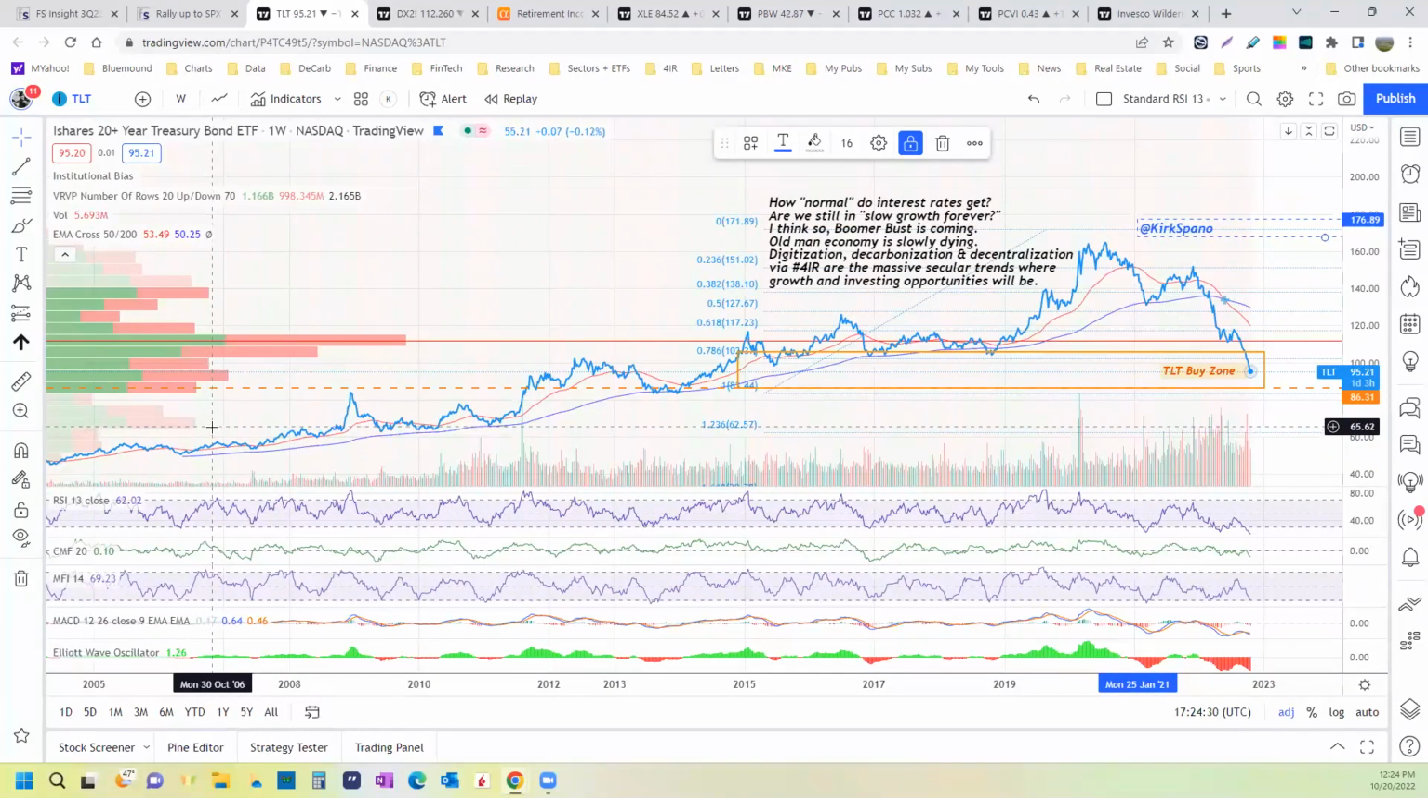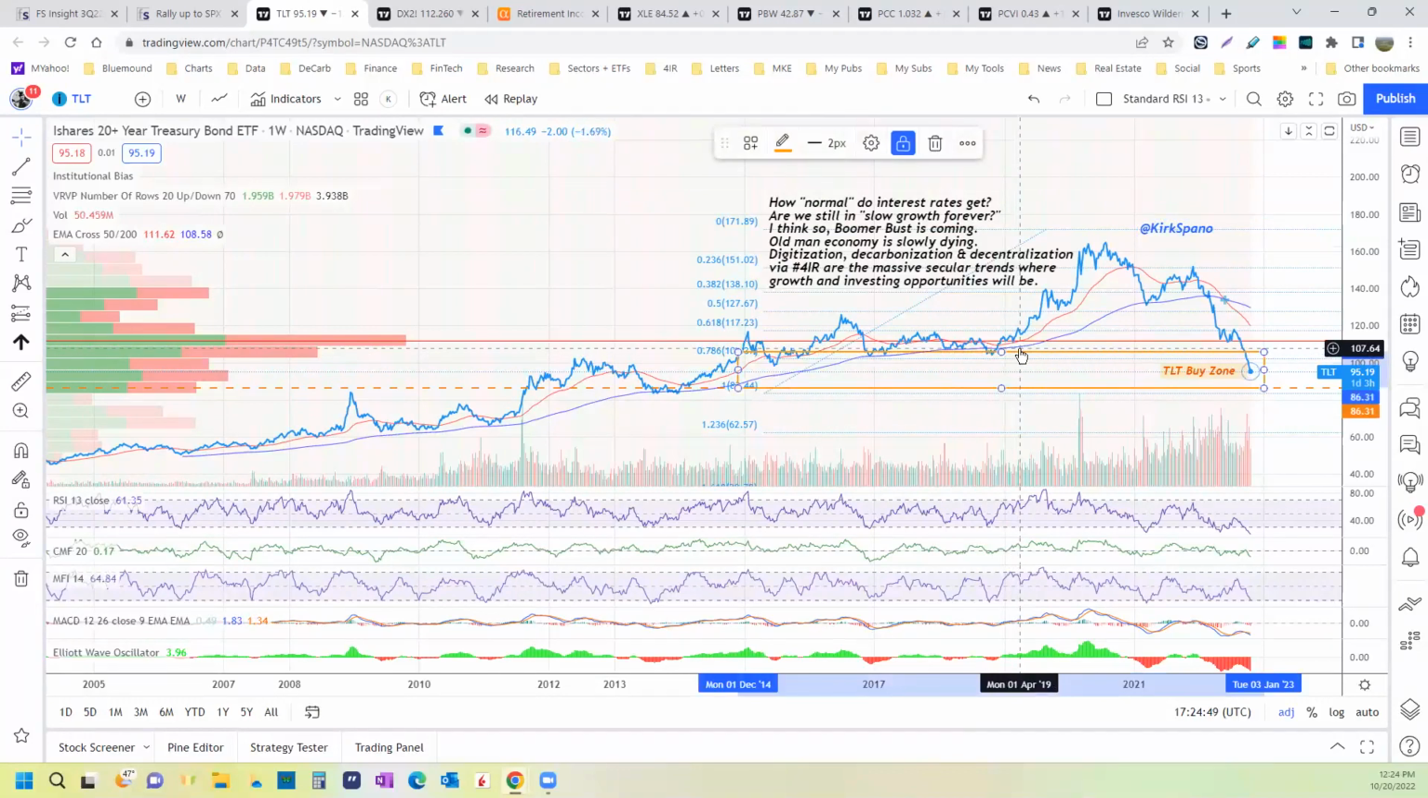There's always another leg lower. I mean, we could see interest rates go up another half point or point more than people expect at the long end, and that could drive TLT all the way down into the 60s. So let's be real careful about these trades. I know a lot of people are excited about trading TLT. Well, it's down, it's down, it's down. Well, it's still going down.